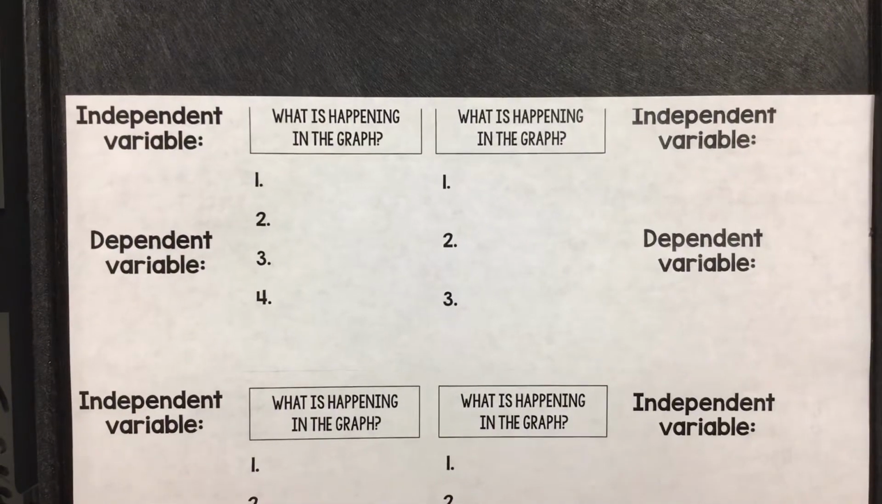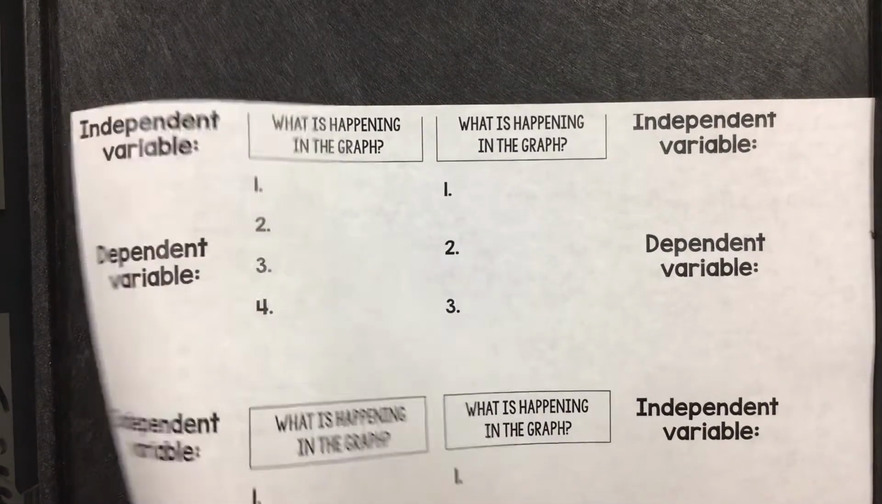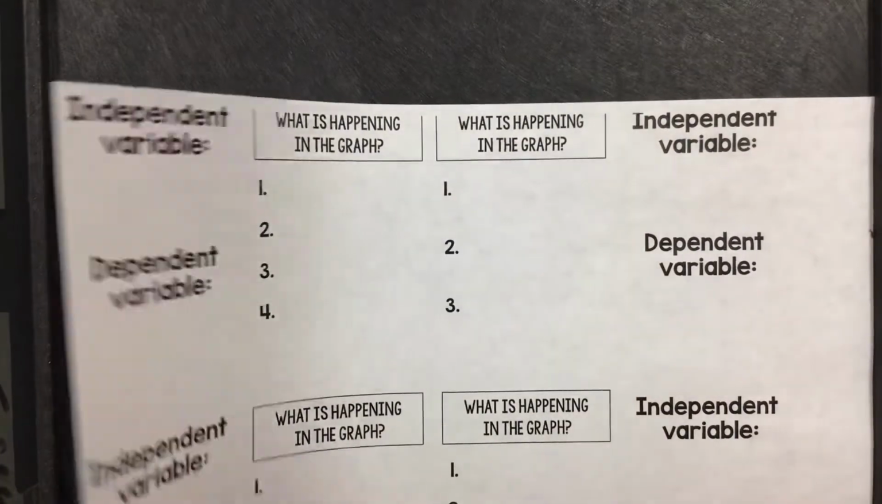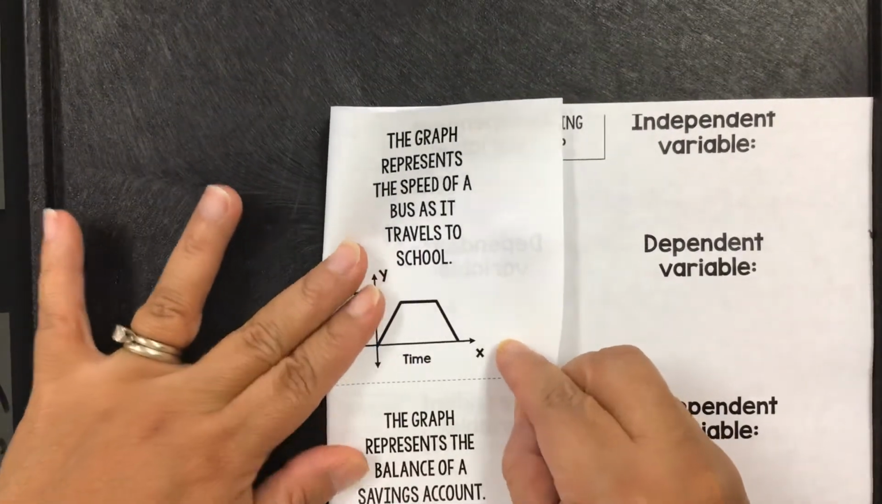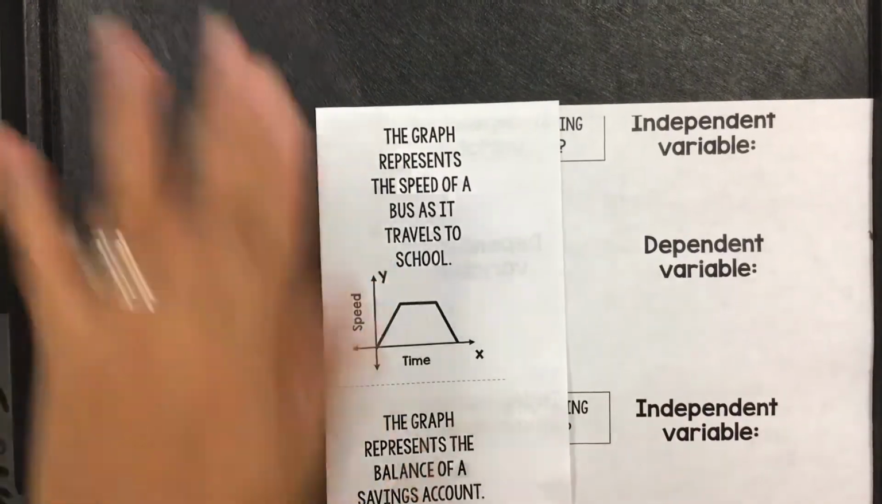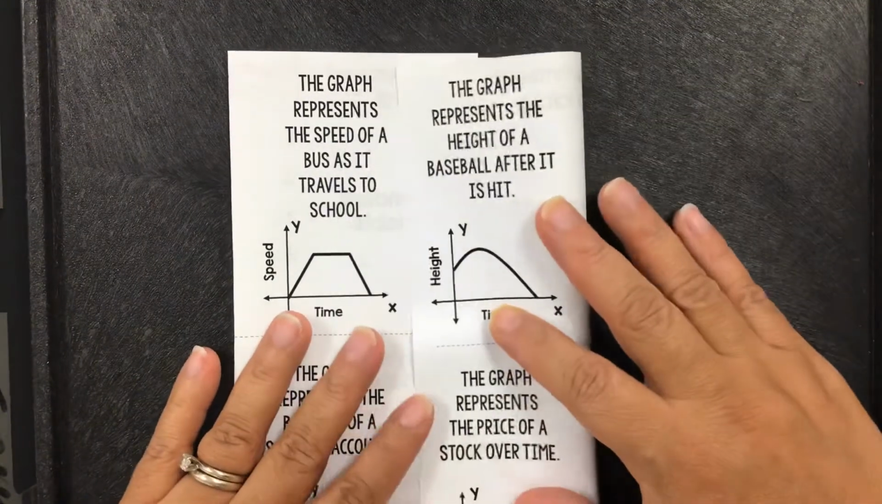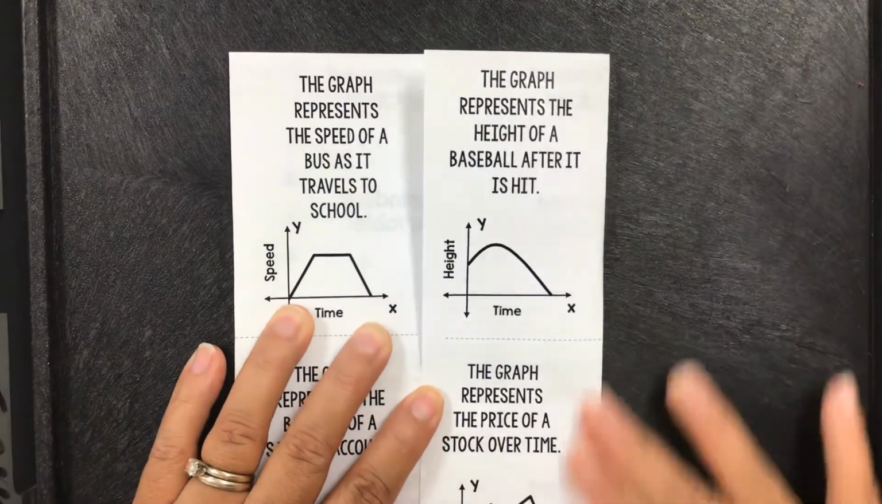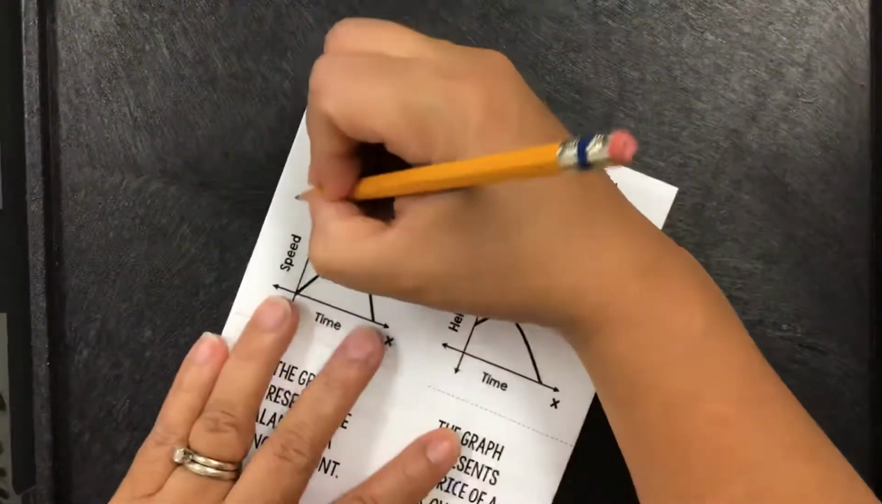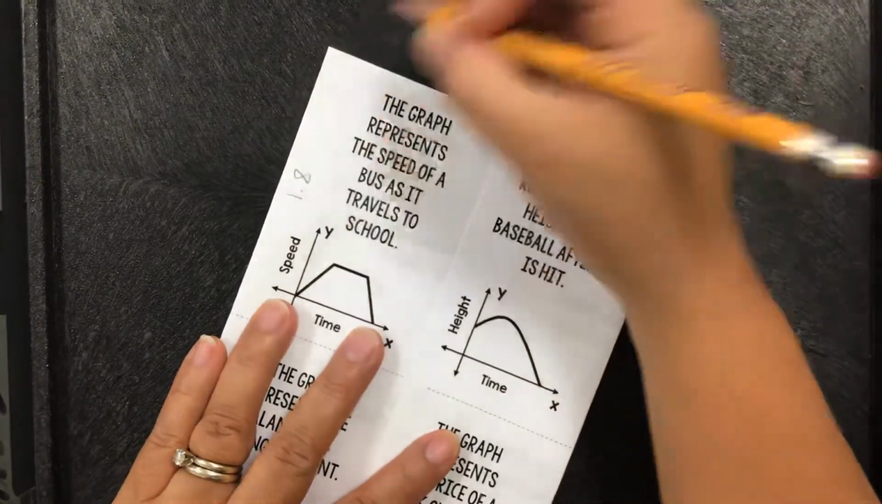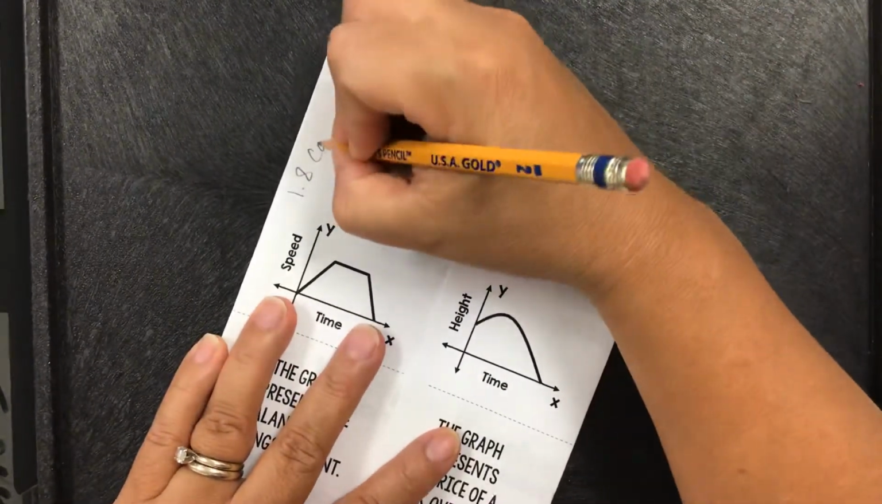This video is continuing interpreting graphs. So this is part of section 1.8. We're going to fold this foldable this way, and then fold it this way. And I'm going to write right here, 1.8, continue.